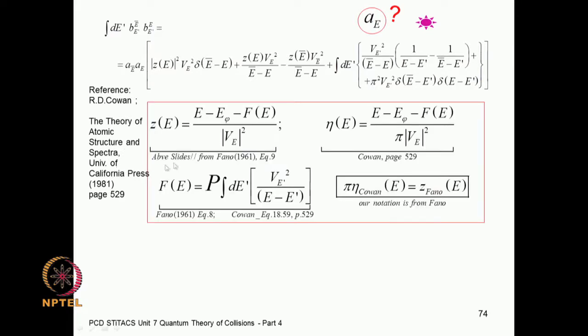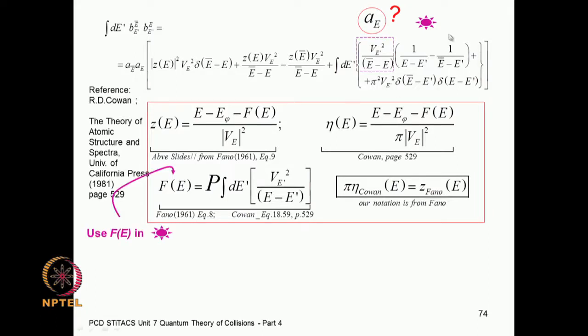The notation is slightly different, which is why I am alerting you to that. The principal value function, this integral, has the same notation in both Fano and Kavan. But the difference is that what Fano calls Z, Kavan calls eta, and his function differs from Fano's by a factor of pi. That's the only difference. If you're using a combination of these two sources, then you have to be careful with the literature.